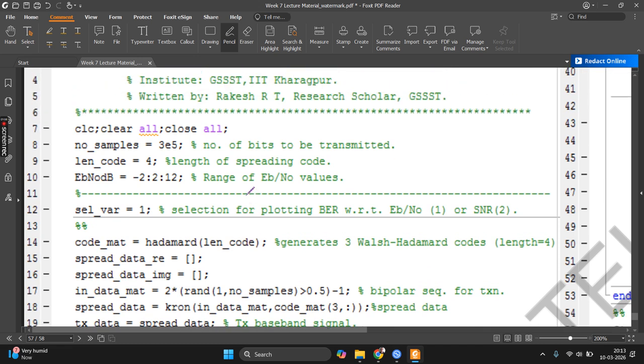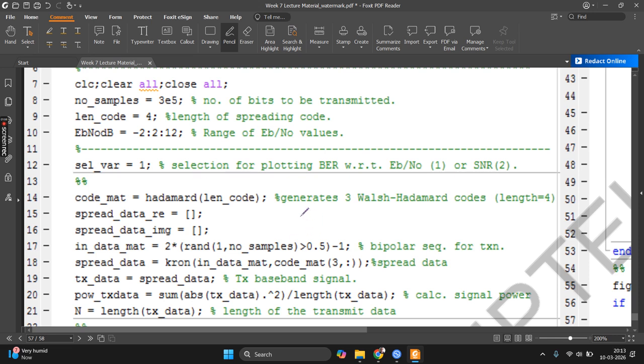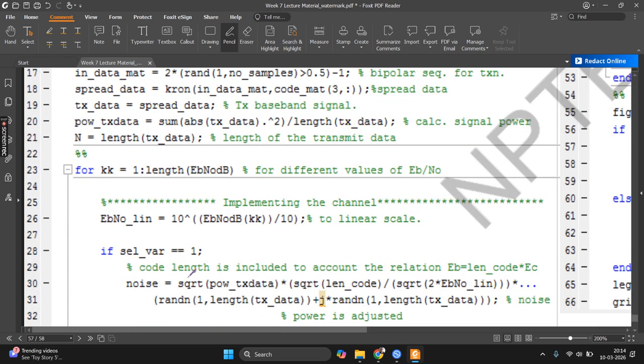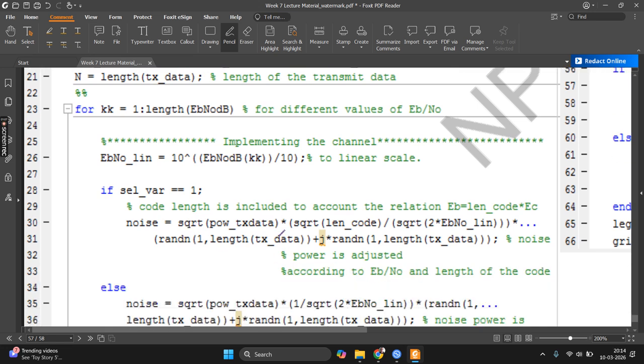So how will you do that? You will of course generate the number of symbols, and now you will have a code matrix, that is the 4 length Hadamard code. Then you generate the bipolar sequence for transmission, and then you spread, you multiply the Hadamard code with the input data to get the spread data. Now your transmitted data is your spread data. So for each value of Eb by N naught, you generate the noise.